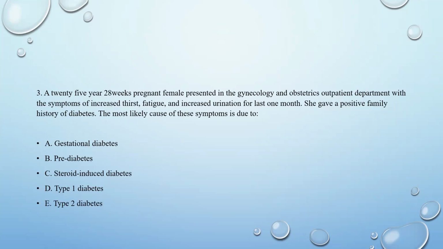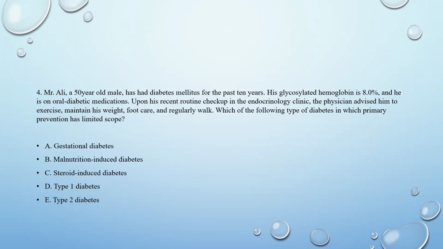3. A 25-year-old, 28-week pregnant female presented in the gynecological outpatient department with the symptoms of increased thirst, fatigue, and increased urination for the last 1 month. She gave a positive family history of diabetes. The most likely cause of this symptom is due to A. Gestational diabetes, B. Pre-diabetes, C. Steroid-induced diabetes, D. Type 1 diabetes, E. Type 2 diabetes. Alpha. Yes, A is the right answer. Gestational diabetes.